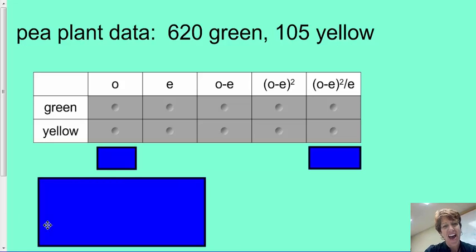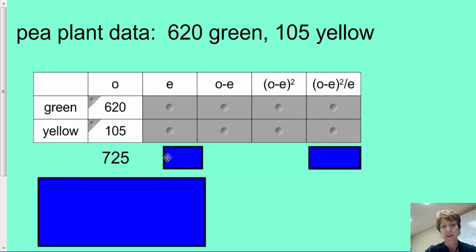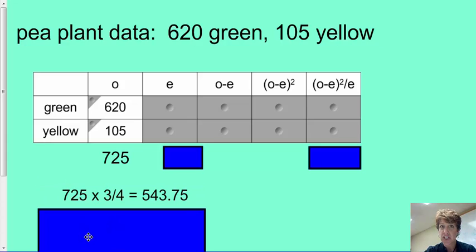So I have entered my observed was 620 and 105. I then add those together and figure out that that was 725 plants total that I was using. To do expected, I expected 3/4 of the plants to be green. So I take 725, the total, multiply that by 0.75 or by 3/4, and I get 543.75. So that's what I fill in my expected column right there.